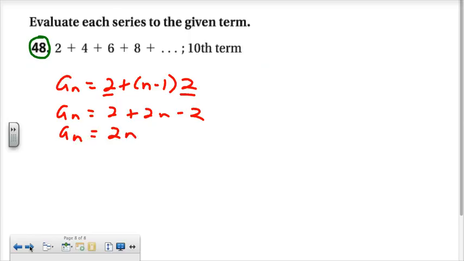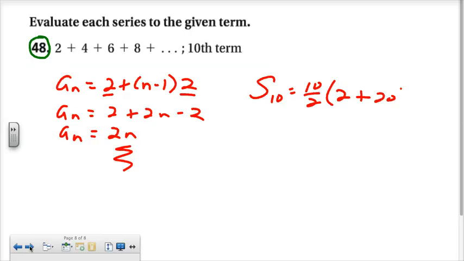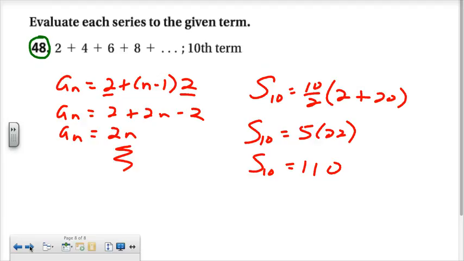Now, we want to evaluate it to the 10th term. So the sum of the first 10, where we know the first one is a 2, but the reason I needed the rule was to see what is that 10th one going to be. And of course, 2 times 10 is 20. So that will give us 5 times 22, which is 110. So compared to our seating and our grocery store example, this one is awfully short and sweet, and that will do it.